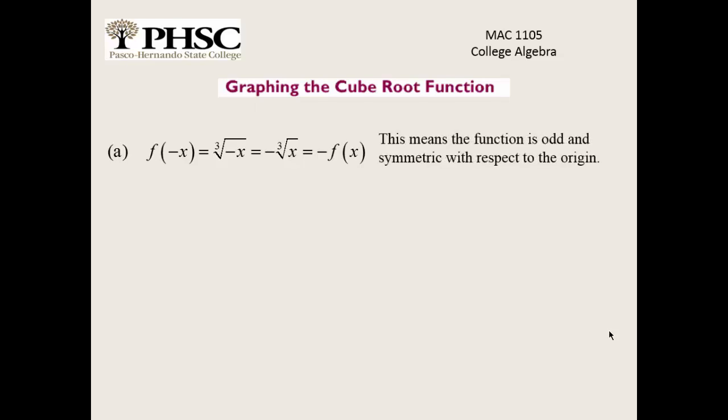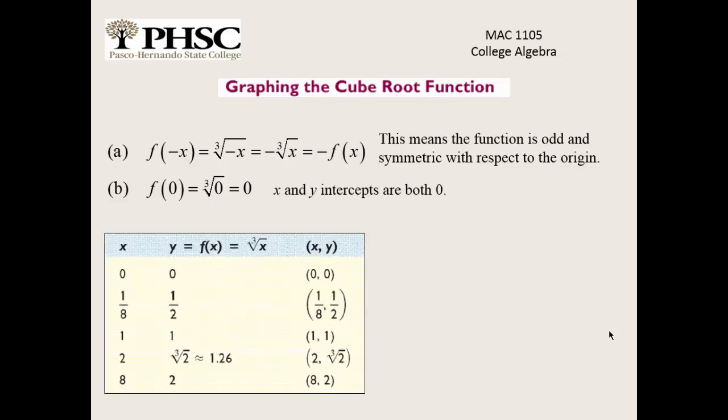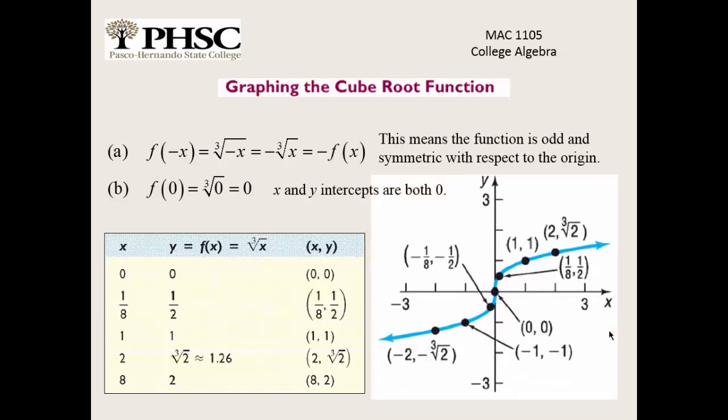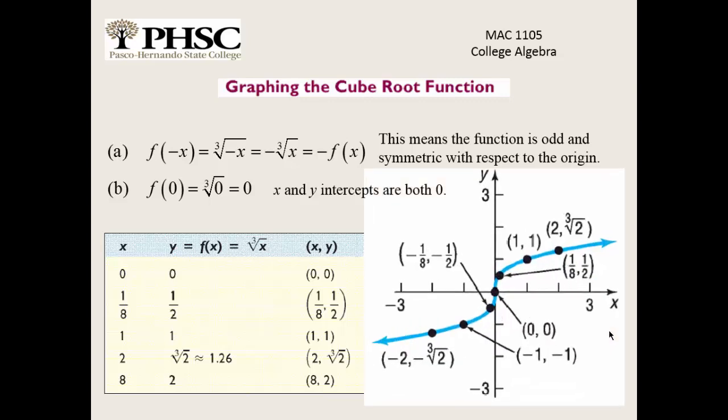Since it's odd, it's symmetric with respect to the origin. So f of negative x is equal to negative f of x. The next thing is that f of 0 equals 0, which means that the x and y intercepts are both 0. And here we have a table, and then here we have the graph. We've seen the graph before, but this is how you would essentially graph any function.